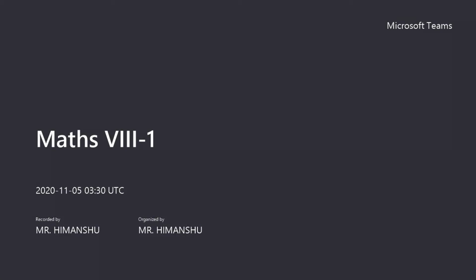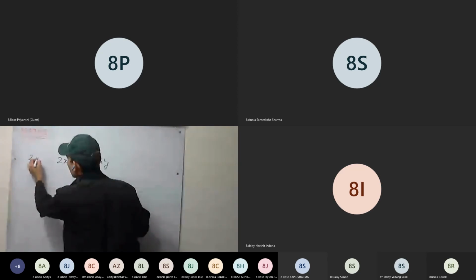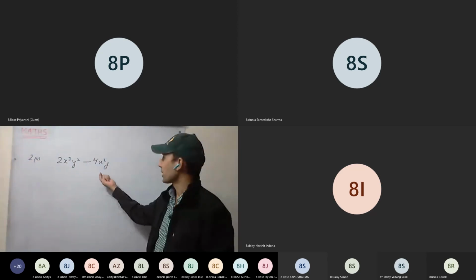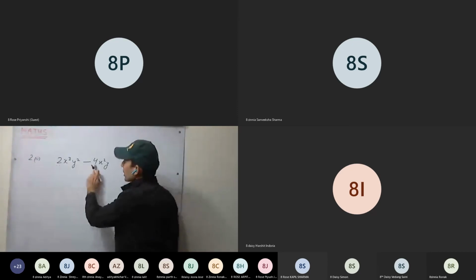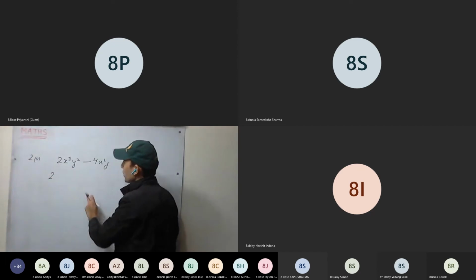Minus 4x square y. So it is second. Okay. So now we have to find the common factor. First, among the constants, what is the highest common factor? 2. Right, 2.